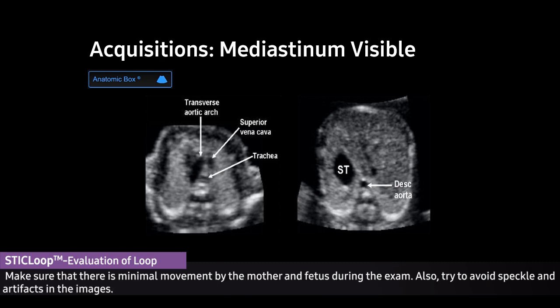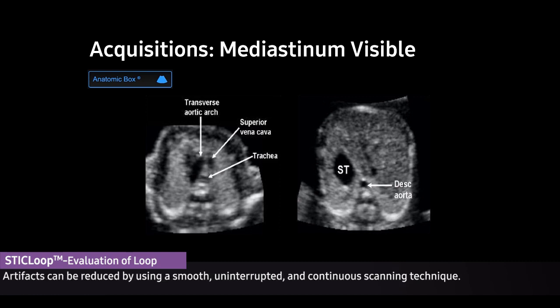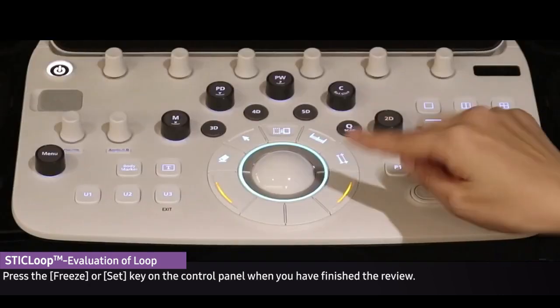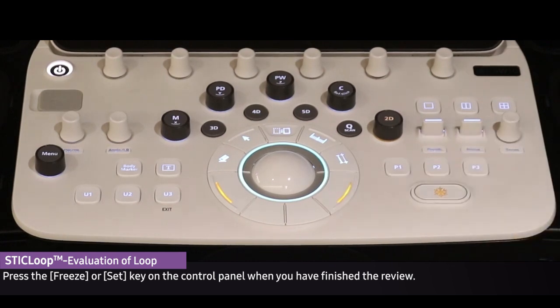Make sure that there is minimal movement by the mother and fetus during the exam. Also, try to avoid speckle and artifacts in the images. Artifacts can be reduced by using a smooth, uninterrupted, and continuous scanning technique. The entire thoracic diameter of the fetus must be captured inside of the ROI. Press the Freeze or Set key on the control panel when you have finished the review.